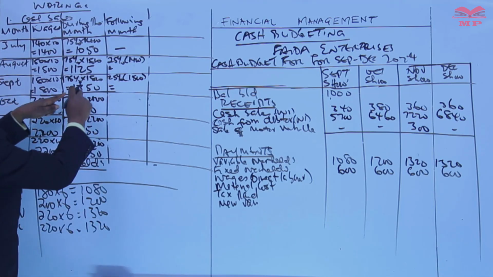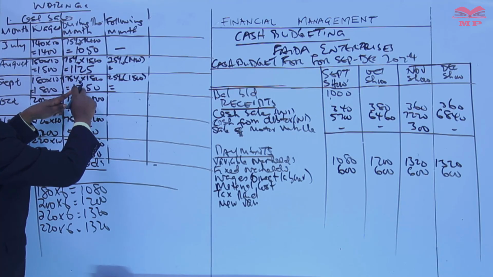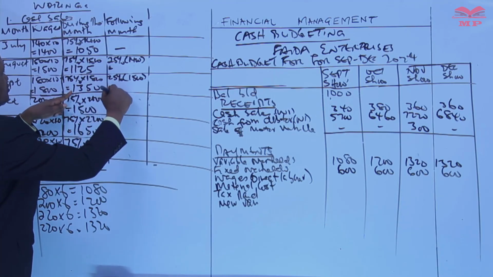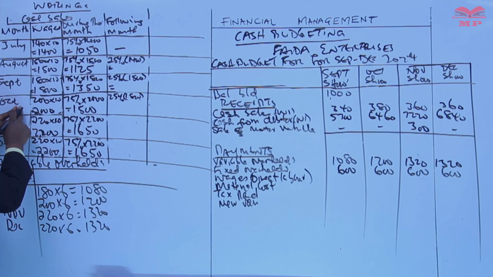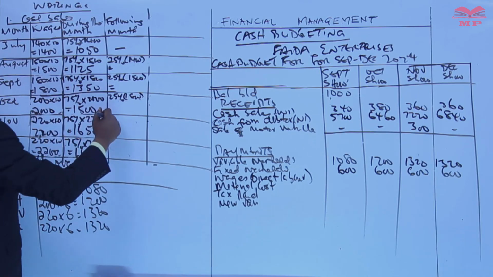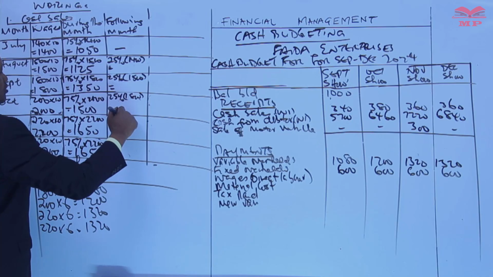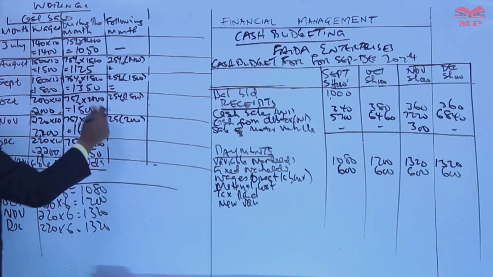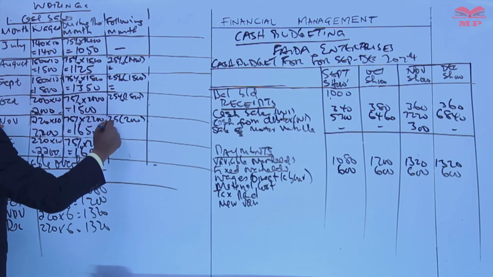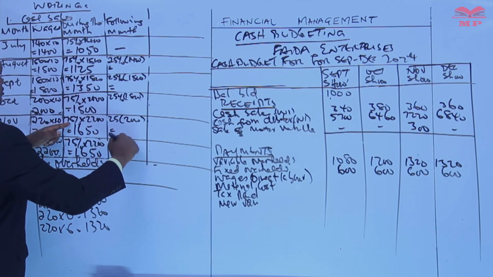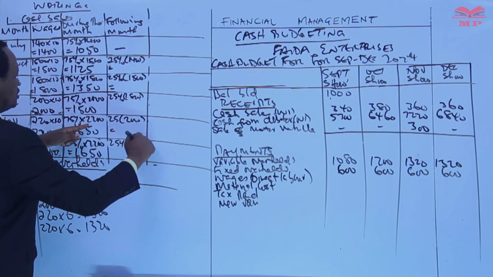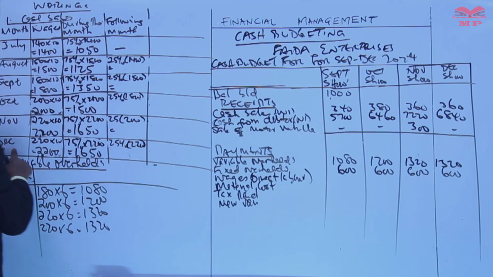We move to September. The 25% of September wages are to be paid in October. Then the 25% of 2000, this 2000 are paid in November. How much? 25% of 2.2 million is paid in December.